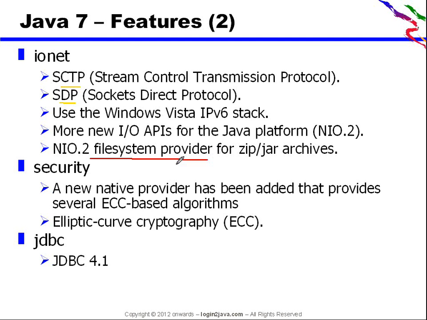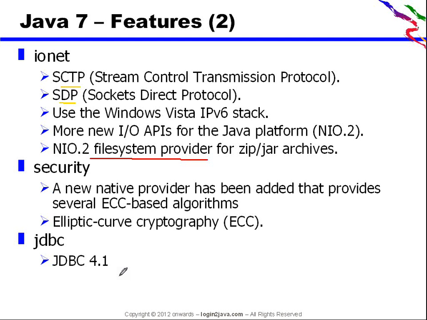Then there are some changes in security also. A new native provider has been added that provides several ECC based algorithms, and there are very good enhancements in JDBC. JDBC 4.1 is introduced. Basically, there is a new feature in the Java language, which we will see in detail with examples in the forthcoming slides, that is the try with resources statement. This is basically to automatically close resources.